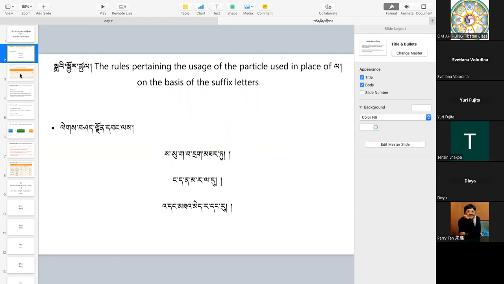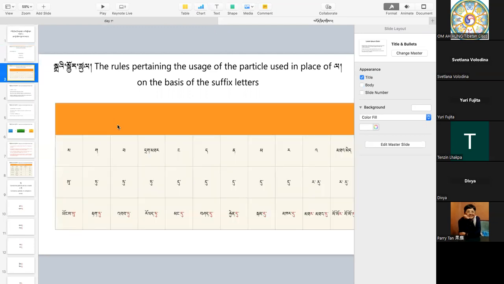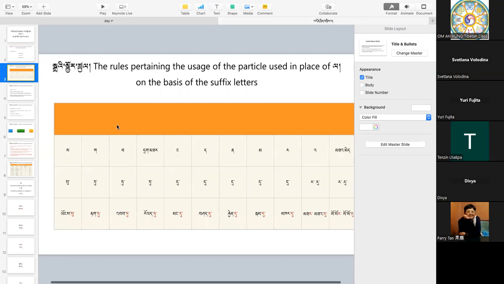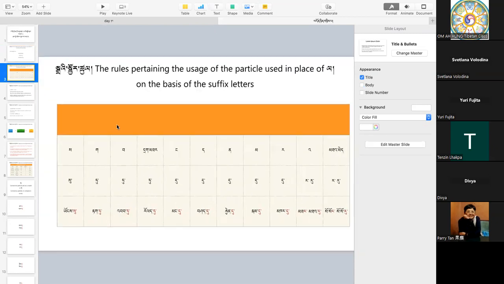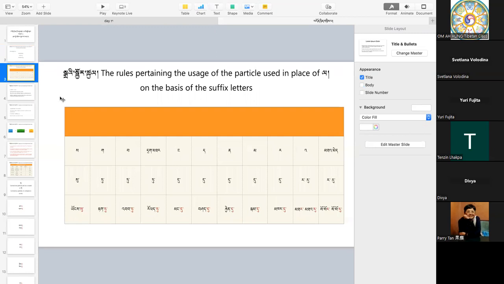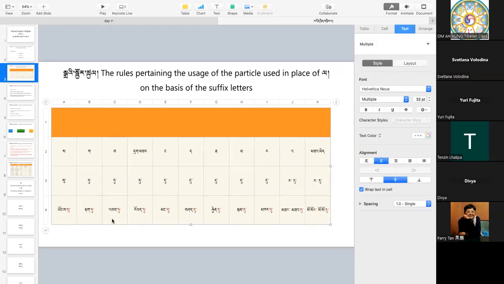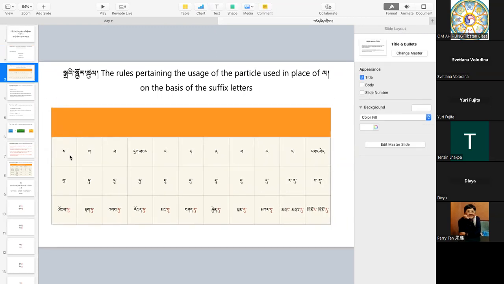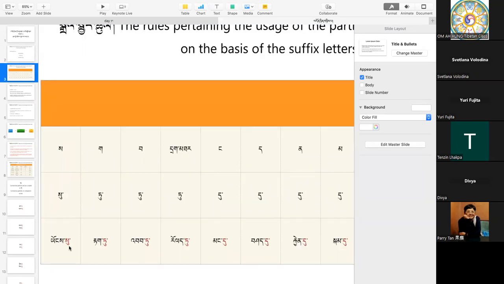Okay, so now this is the table that shows the same thing. Let me just bring the table here. So you see that when we have sa, it is followed by su, yongsu.